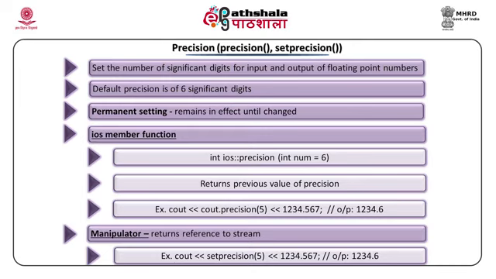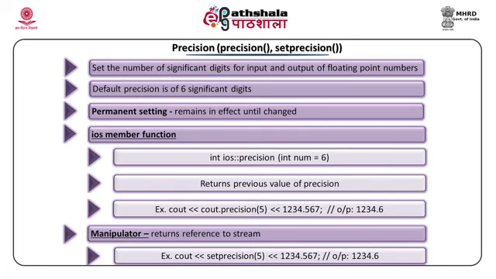We can use the ios member precision, which like the others also returns the previous precision and uses the current precision as whatever is specified in the argument. We can use the manipulator setprecision for the same thing. In this example, I have said cout.precision(5). So, it will consider only 5 significant digits.